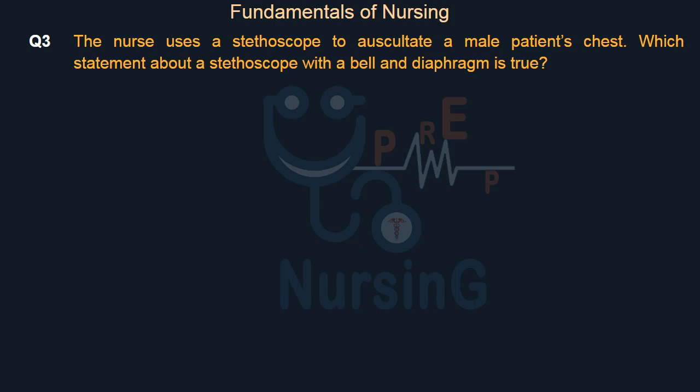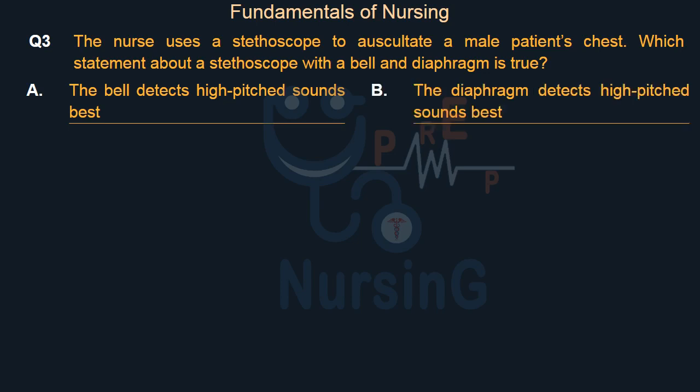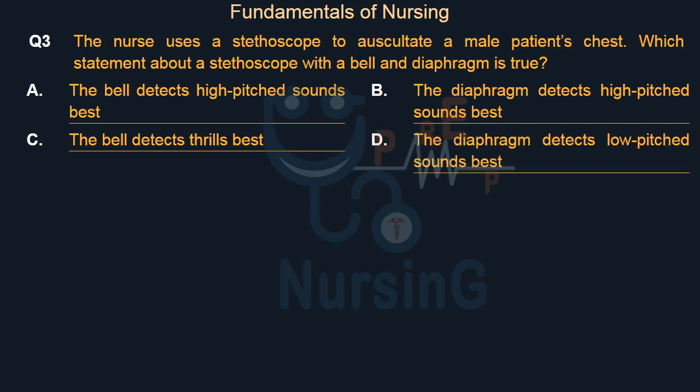The nurse uses a stethoscope to auscultate a male patient's chest. Which statement about a stethoscope with a bell and diaphragm is true? Option A, the bell detects high-pitched sounds best. Option B, the diaphragm detects high-pitched sounds best. Option C, the bell detects thrills best. Option D, the diaphragm detects low-pitched sounds best.